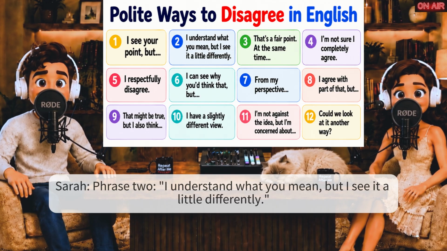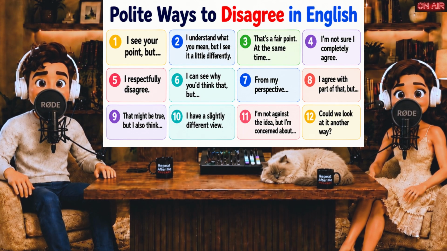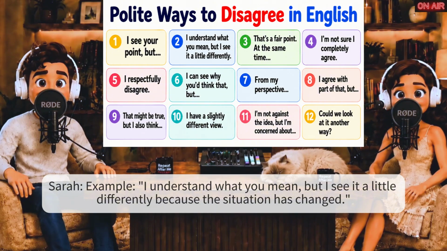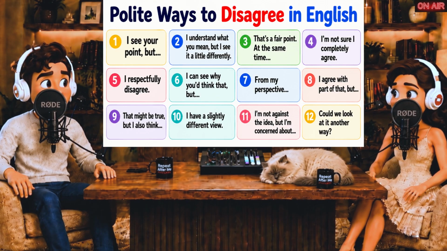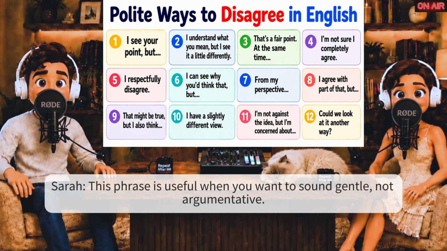Phrase 2. I understand what you mean, but I see it a little differently. This is warm and respectful. Example: I understand what you mean, but I see it a little differently because the situation has changed. Repeat. I understand what you mean, but I see it a little differently. This phrase is useful when you want to sound gentle, not argumentative.